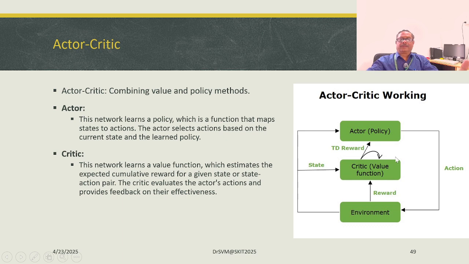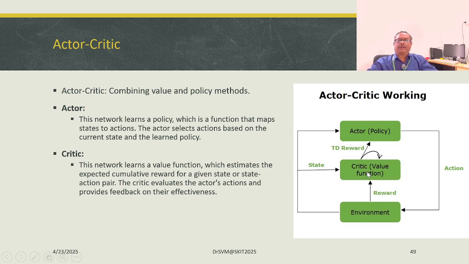If you look at this figure, we have an environment, then we have an actor. Actor is associated with a policy. There is some policy, and the environment is at some particular state, and the state is fed to the policy, and that policy will decide for that current state what is the best action, and that best action is taken, and that changes the state of the environment and also produces the reward.